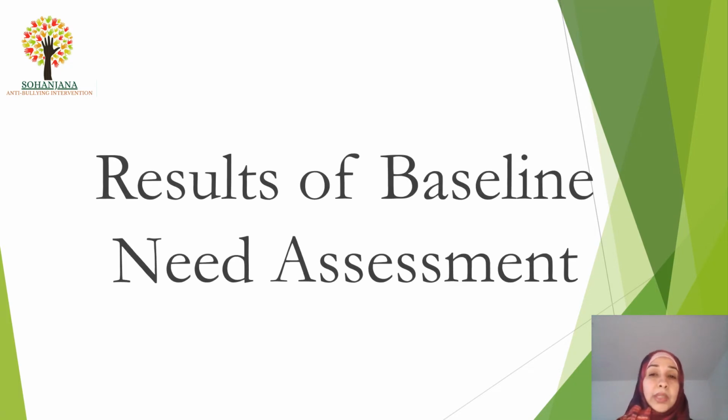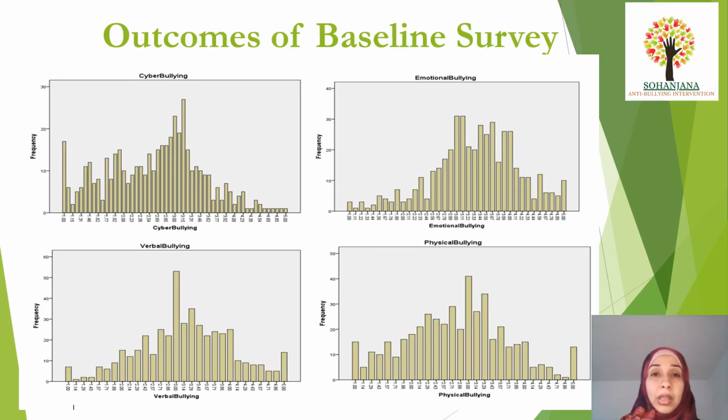Now I'm moving on towards the results of the baseline needs assessment. You can see from this graph that most participants agreed that there is a prevalence of emotional and verbal bullying, which is inclined more towards the right-hand side. The teachers have encountered more social and verbal bullying incidents as compared to physical and cyberbullying.